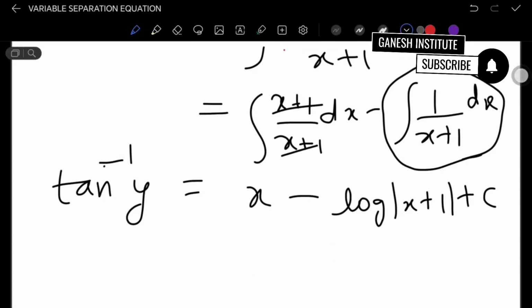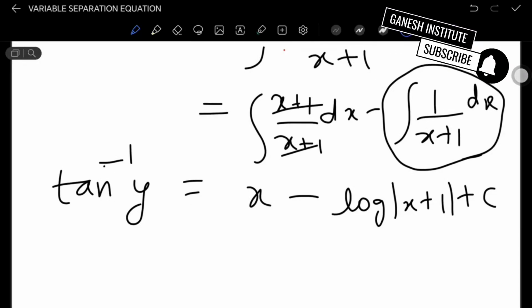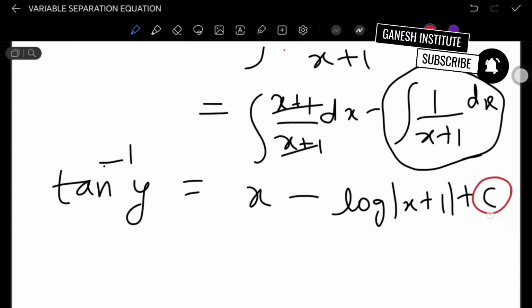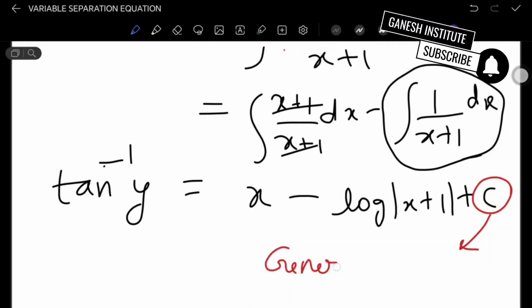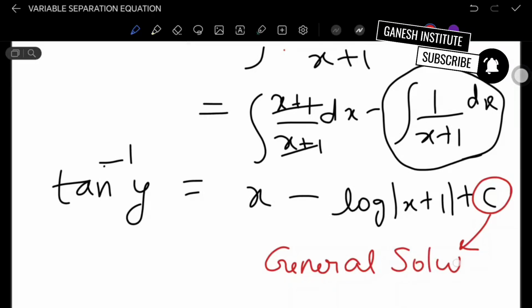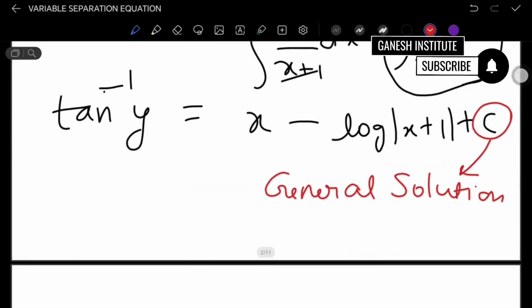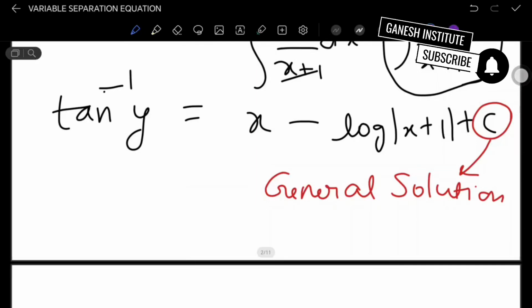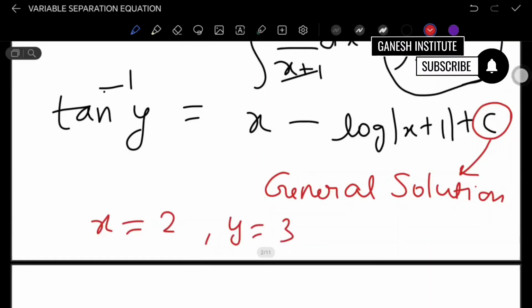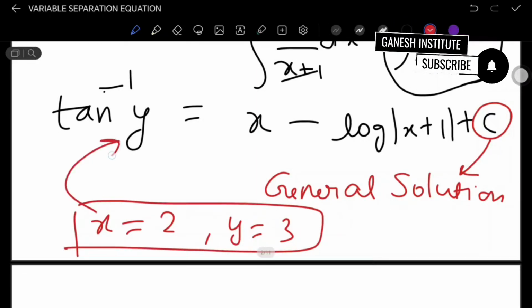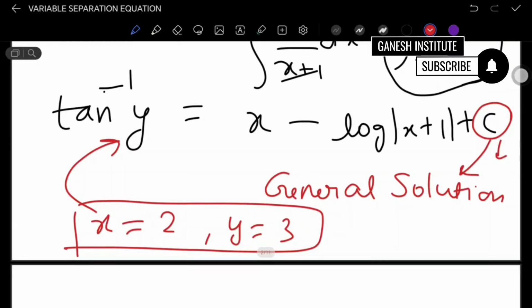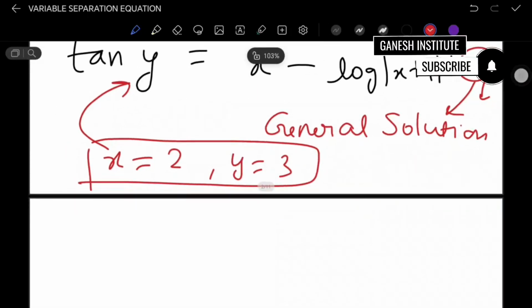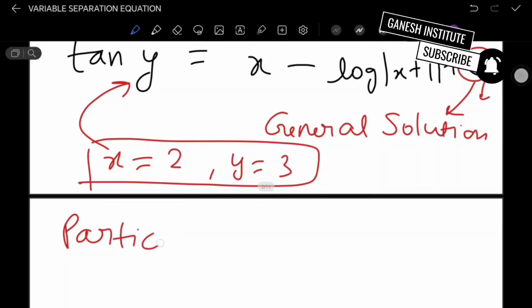See, there are two types of solution when you solve a particular differential equation: general and particular. It is general because I have kept the integrating constant here. Whenever you have an arbitrary constant, that is the general solution. If the question had asked us to find the value when x is something and y is something, then on putting these values into this solution you would get the value of c, and after putting it again into this equation you would get the particular solution.